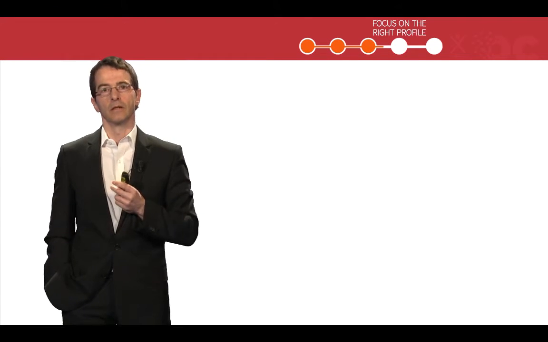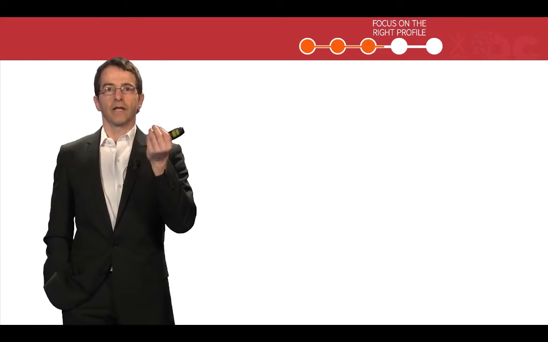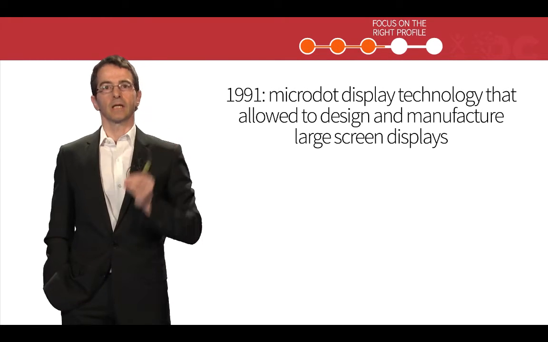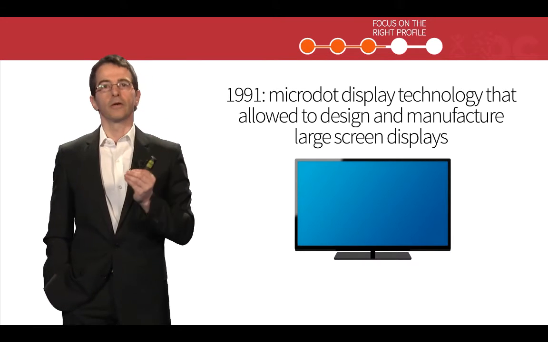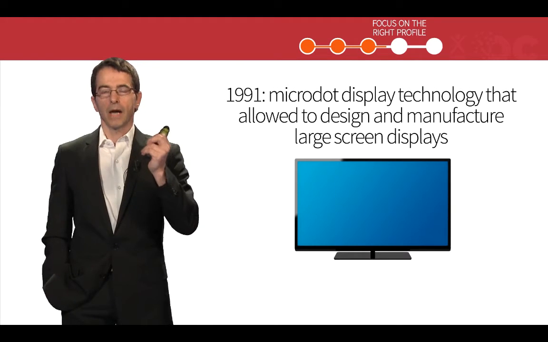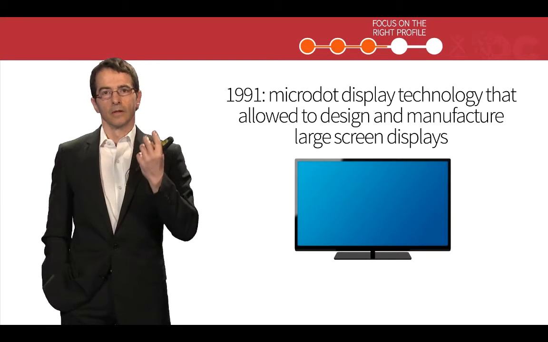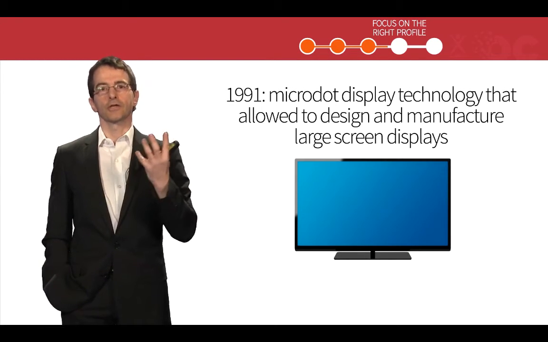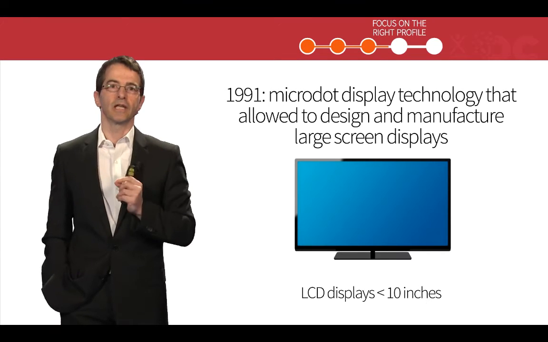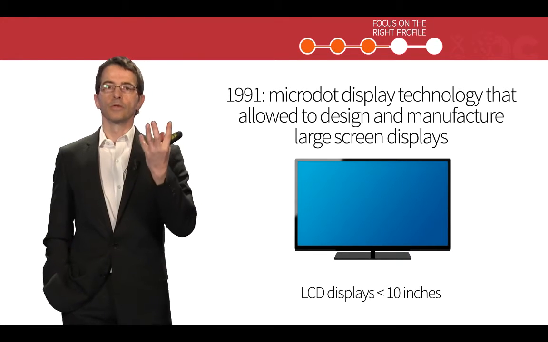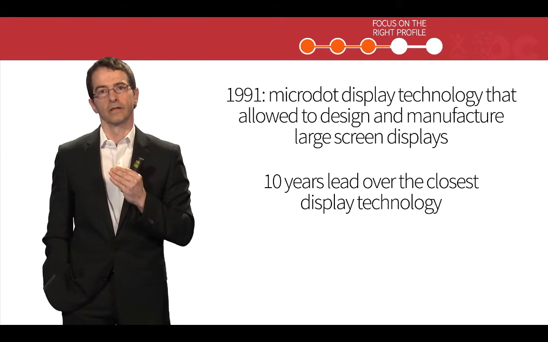In 1991, a research lab in Grenoble published a display technology that allowed, in 1991, to design and manufacture large screen displays, 40, 50 inches, with something that was rather easy to reach with that technology, microdot field emission matrix. Why is it interesting? Because in 1991, the largest LCD screen that you could get out of a Japanese manufacturer plant was in the 10 inches range. In other words, that technology had a 10 years lead over the closest display technology.